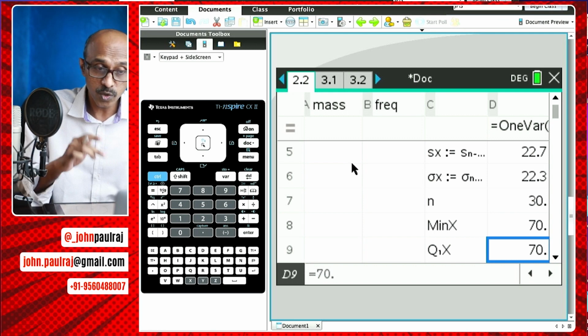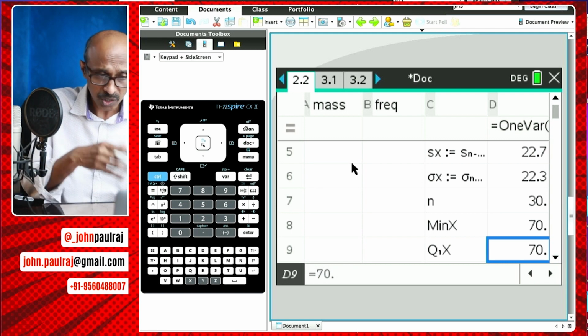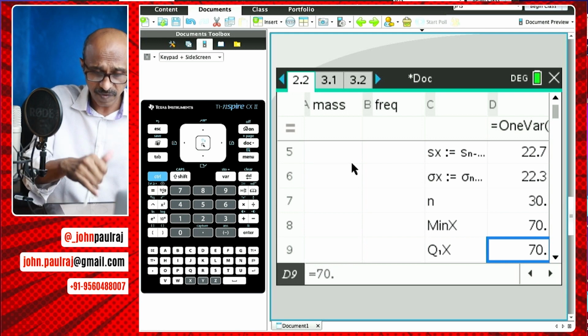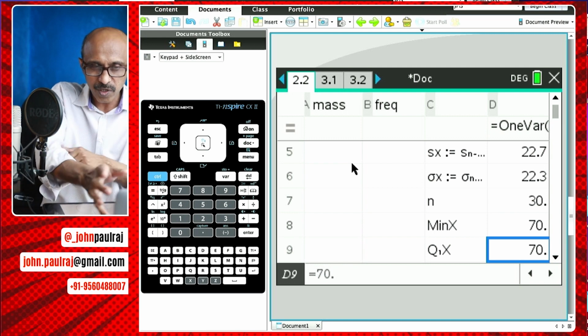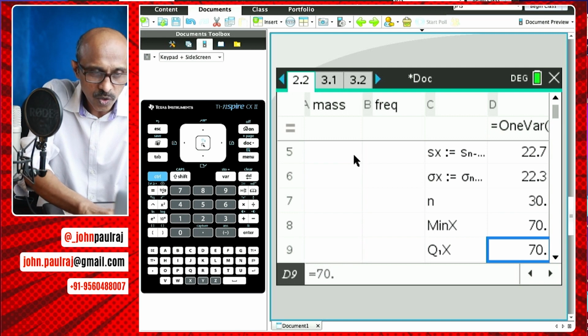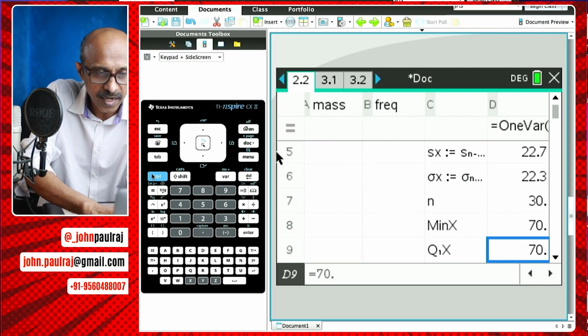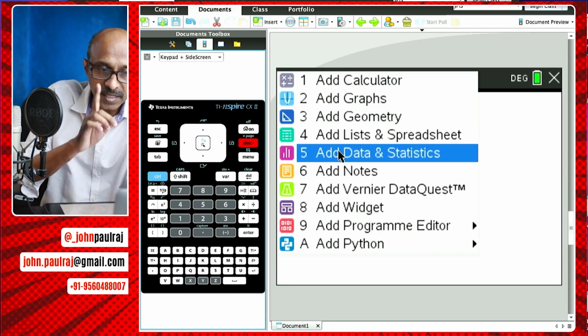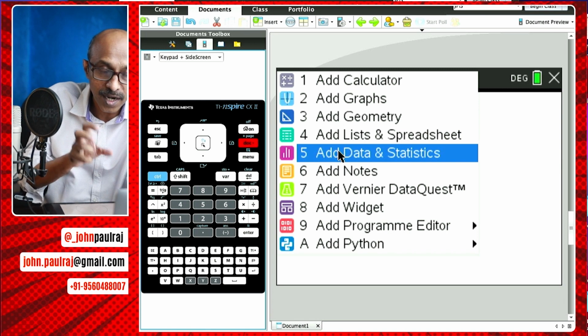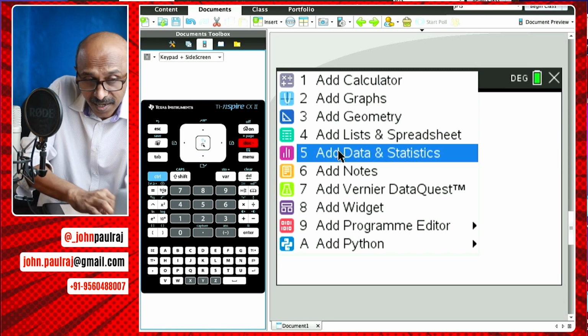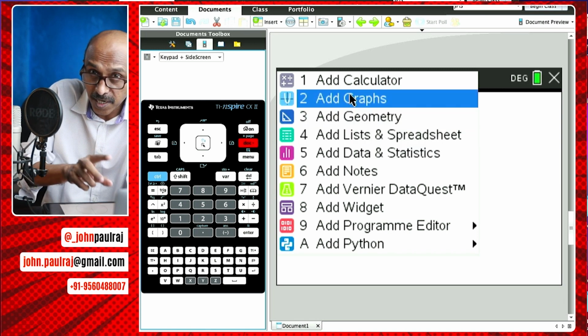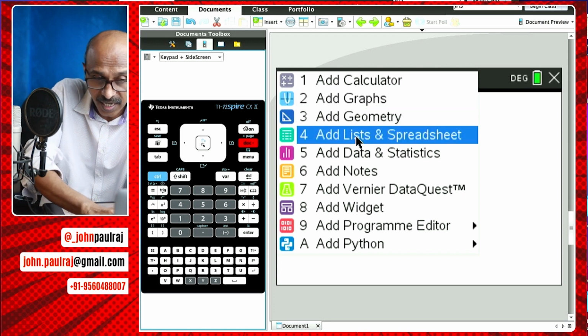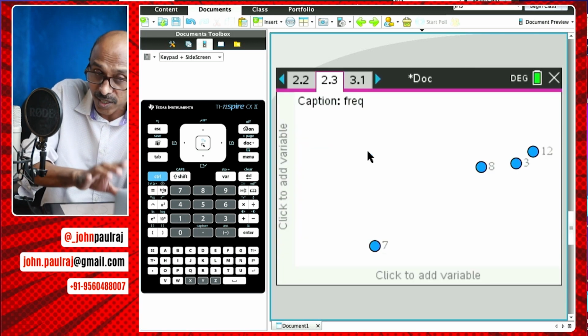I'm going to show you how you can use the TI Nspire to draw a pie chart. Again, I have done a video on this, but I'll show it in this context because it has come in the exam, right? So first let's go and enter the data statistics page. The data statistics page is for graphs related to statistics. The graph page is for graphs related to functions. Let's be clear on that.